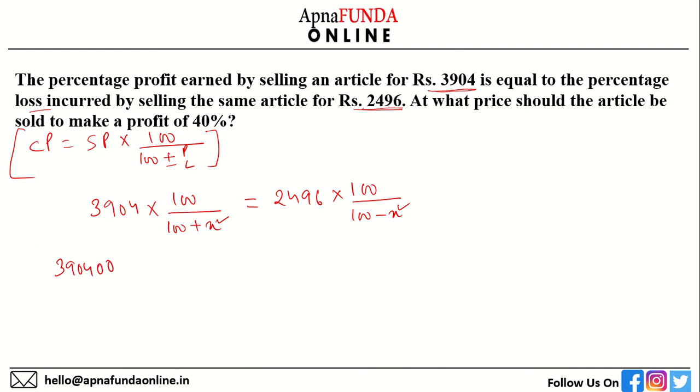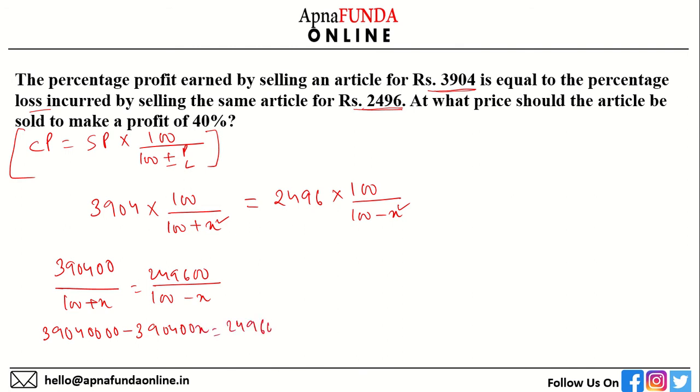We will just go very bluntly, very fast. Divided by 100 minus x. Correct? Now we just multiply. So we know that 390400 minus 390400x is equal to 249600 plus 249600x. Correct? I hope you're able to understand. This side goes here, this side goes here.